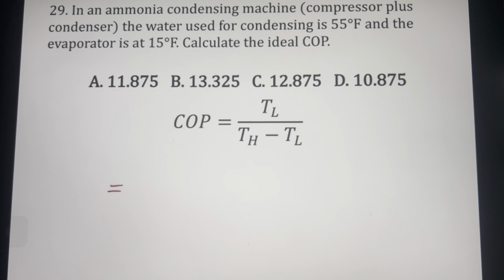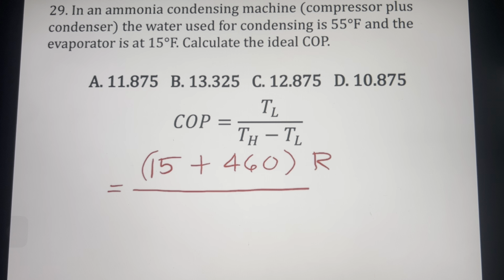So T low, obviously, is the lower one, that's 15. So we must add 460 to make this Rankine. Divided by T high minus T low. Okay, should we add 460 on both T high and T low? Actually, we can skip that part because the change in temperature on the Fahrenheit is also equivalent to the change in temperature in Rankine. So, meaning in the denominator, we can neglect the part where we add 460.